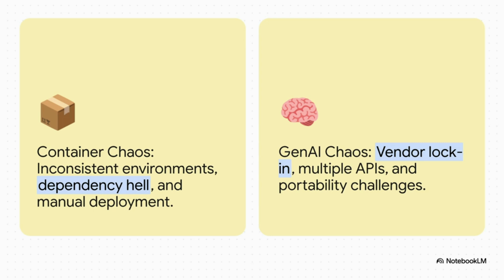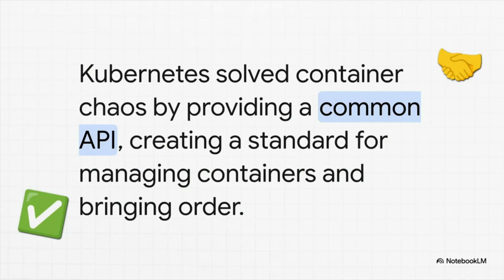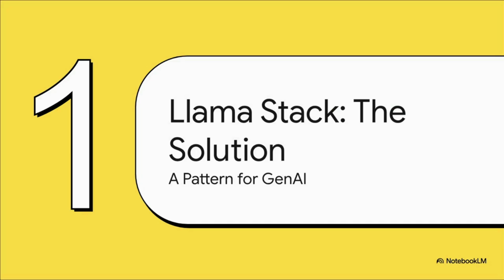Vendor lock-in, a bunch of APIs that don't talk to each other, and huge challenges with portability. So what was the answer? Kubernetes. Now, Kubernetes didn't solve every single problem by itself, but it did something absolutely brilliant. It created a standard API for managing all those containers. It gave everybody a common language, a common ground to build on. And that, finally, brought order to all that chaos. And that brings us right to Llama Stack, because it's taking that exact same playbook, that proven idea of standardization, and applying it to the generative AI world.